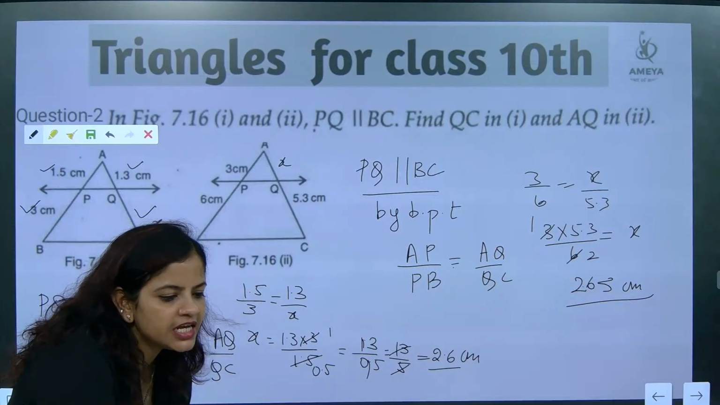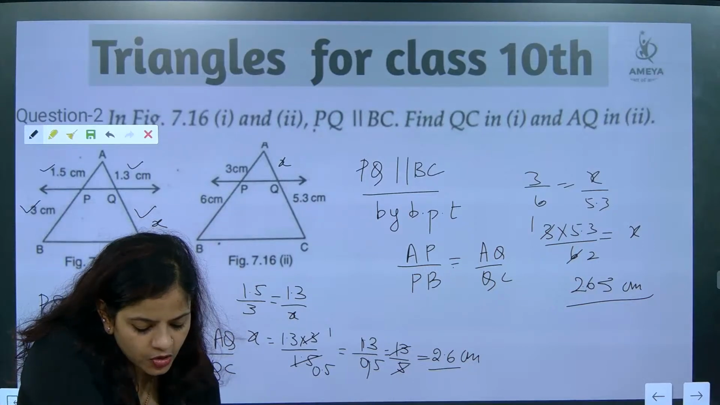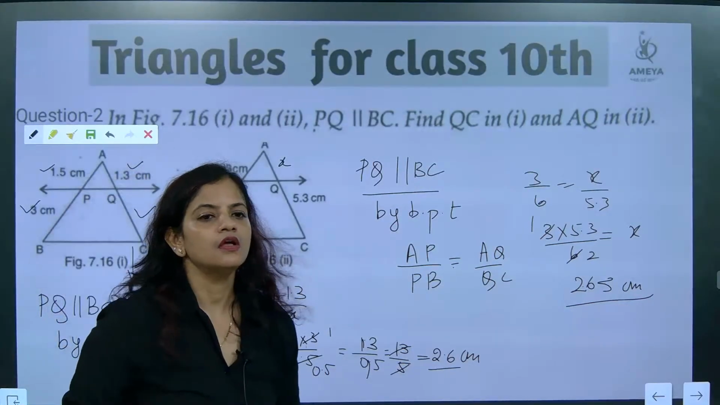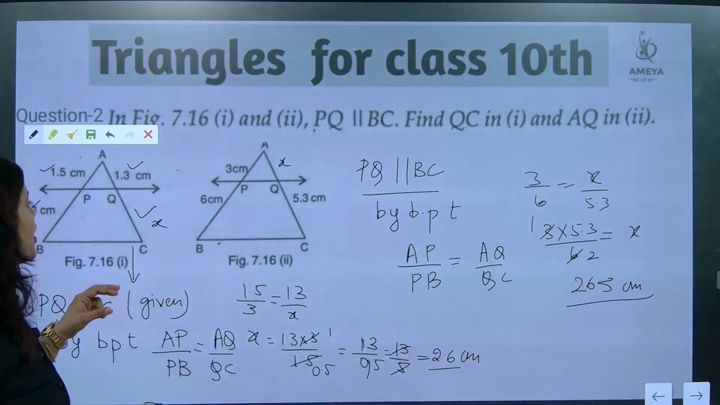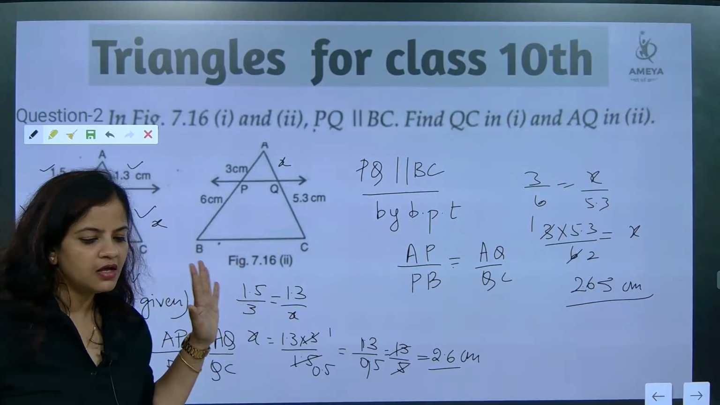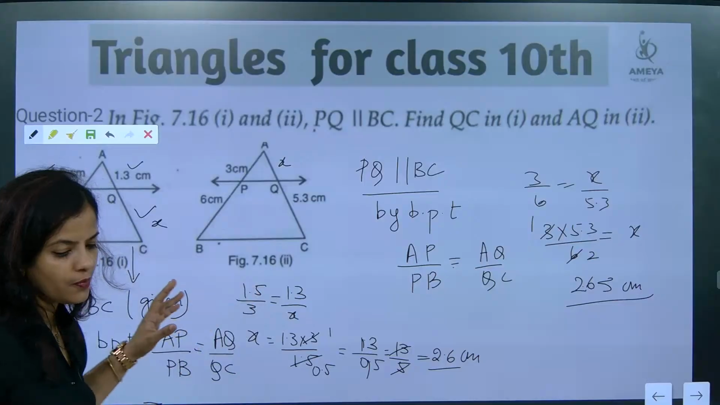What is the correct answer? 2.65. Children, come on, say hi quickly. So the answer is coming as 2.65. Shall we go for the next question? This one is crystal clear. Okay, 2.65, no problem.